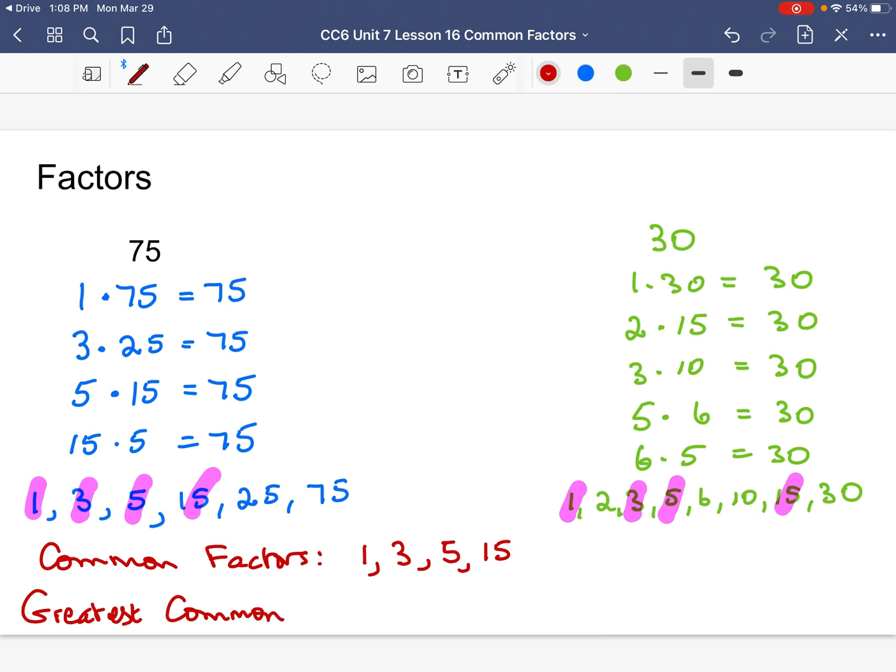And the greatest common factor means the highest number. The greatest common factor, the highest number of the factors, is 15. So here you saw how to find the factors for two numbers, list out their common factors, and then find the greatest common factor.